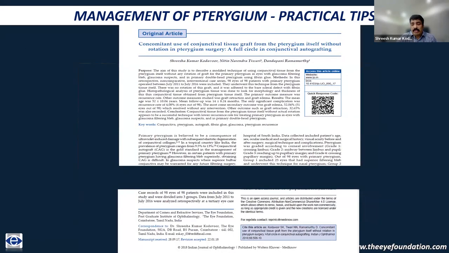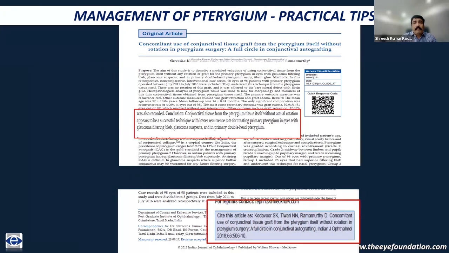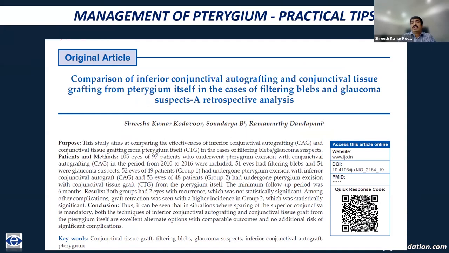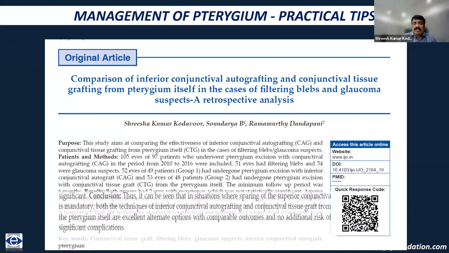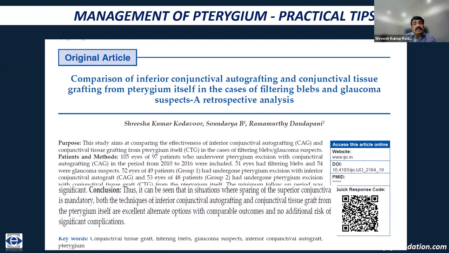We actually published this particular technique, the concomitant use of conjunctival tissue graft from the pterygium itself, in IJO 2018, and the results are good. As far as the recurrence rate was concerned, it was less than 4% in our series. We even compared it with inferior conjunctival autografting for a similar indication, in those who are having filtering blebs or glaucoma suspect patients, where we compared inferior bulbar conjunctiva with the conjunctival tissue graft from the pterygium itself. Again, the results are comparable. Both techniques are excellent alternative options with comparable outcomes and no additional risk of significant complications.